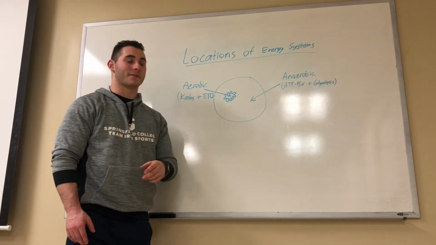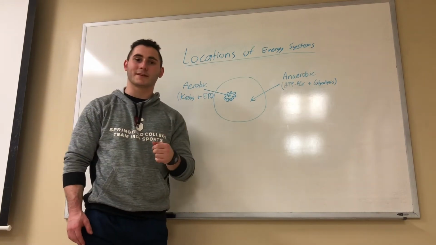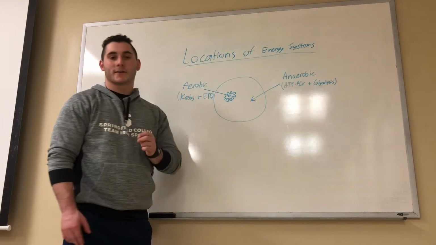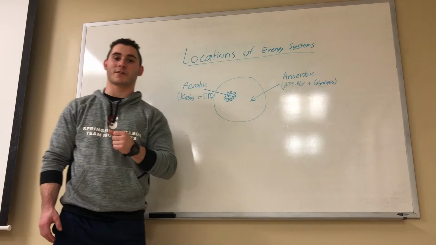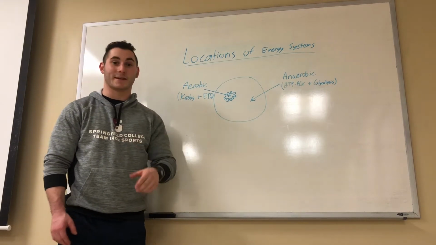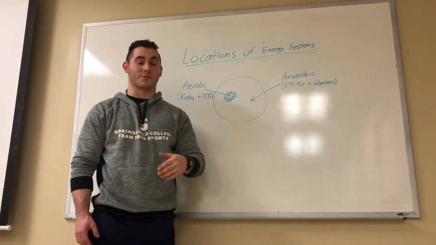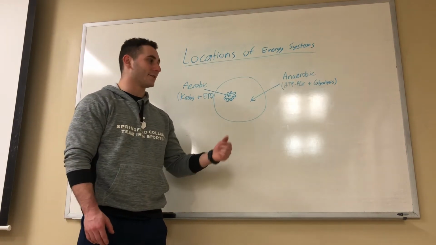Anaerobic is going to take place in the cytosol because no oxygen is needed. So this is your phosphocreatine and your glycolytic system. Your aerobic is going to happen within the mitochondria, which is your Krebs and electron transport, and this is because oxygen is essential for these to take place. Because anaerobic systems do not need oxygen, they do not need to take place in an area that doesn't utilize oxygen.